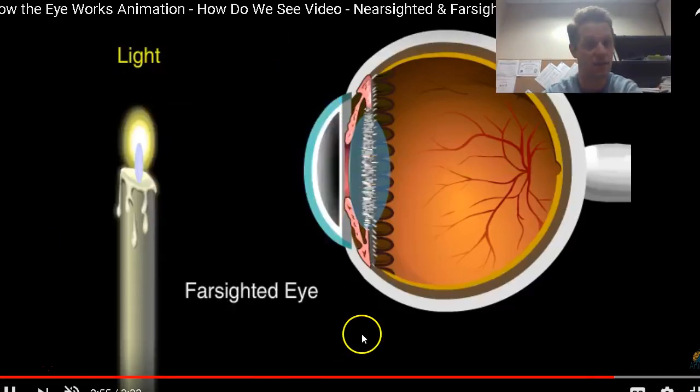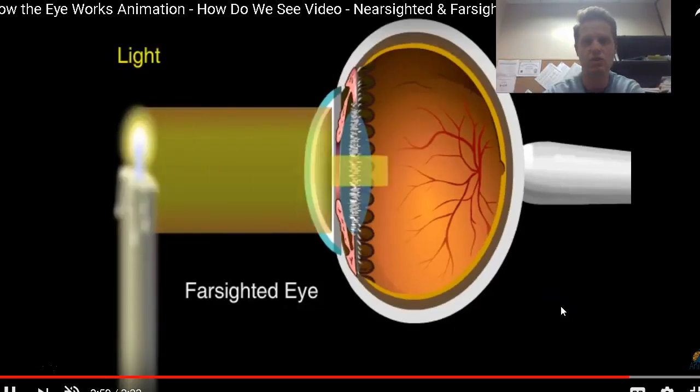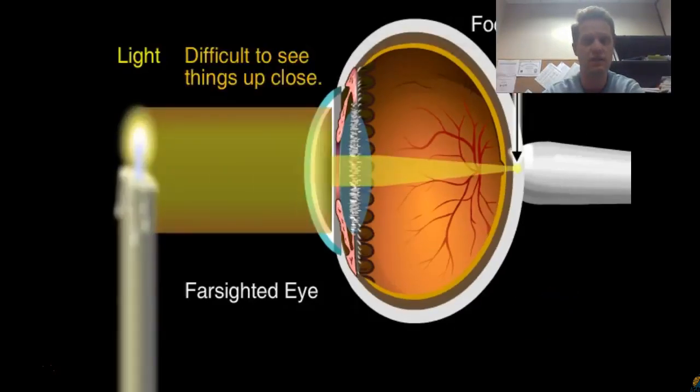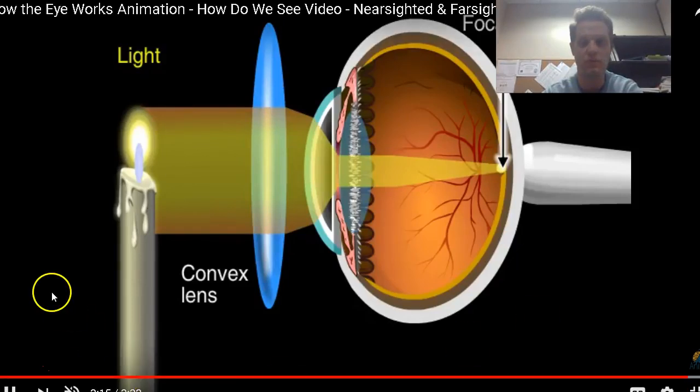The other type of eye is a farsighted eye, which is too short, and the light rays are actually hitting behind your eye. So if you're farsighted, your eyes, sorry guys, are too short. So you can use a convex lens, which will focus that light closer to your eye. And that's how we solve those problems. So that's the relationship between light and your eye.